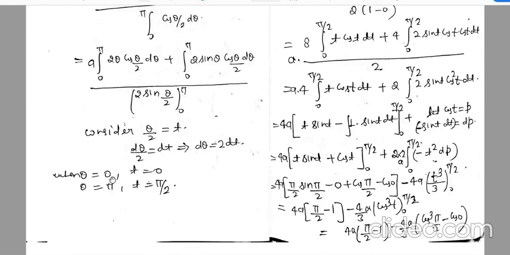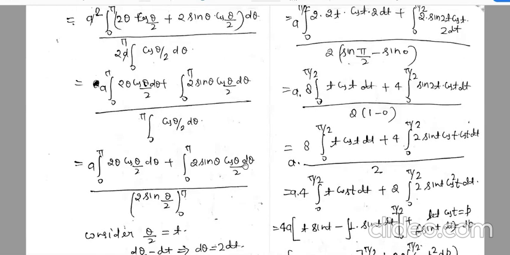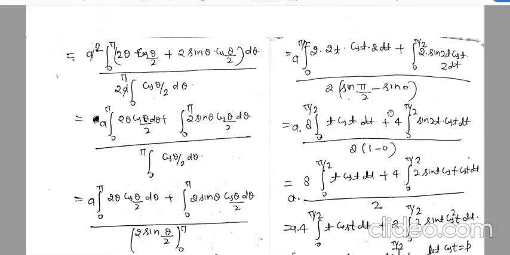Now when theta is equal to 0, t is equal to 0, and when theta is equal to pi, t is equal to pi by 2, because the limits are 0 to pi, so the limits will also change. Now put all these values here. Then you can see that we have the integral from 0 to pi by 2 of 2 into 2t cos t dt, plus the integral from 0 to pi by 2, and this value will also be here.